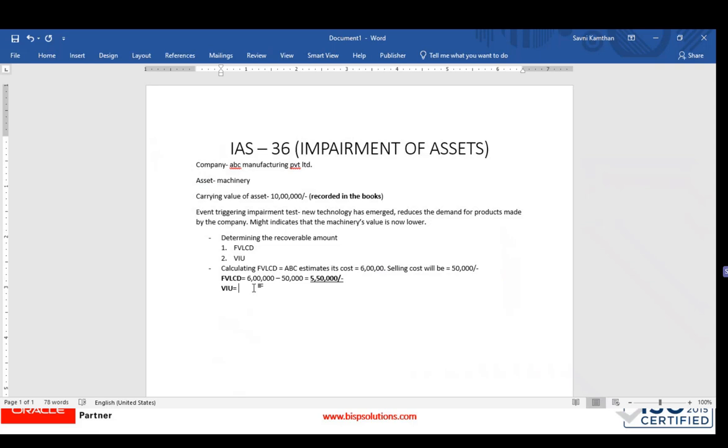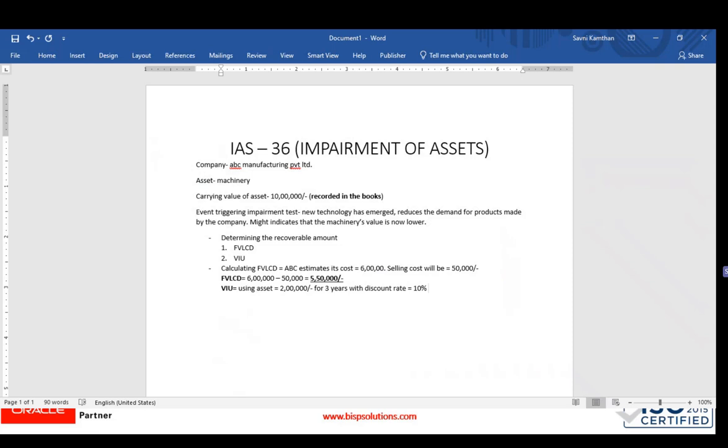So if the selling value is 6 lakhs, value in use we can determine as 2 lakhs each for 3 years. So we will be using 2 lakh rupees for 3 years with a discount rate equal to 10%.